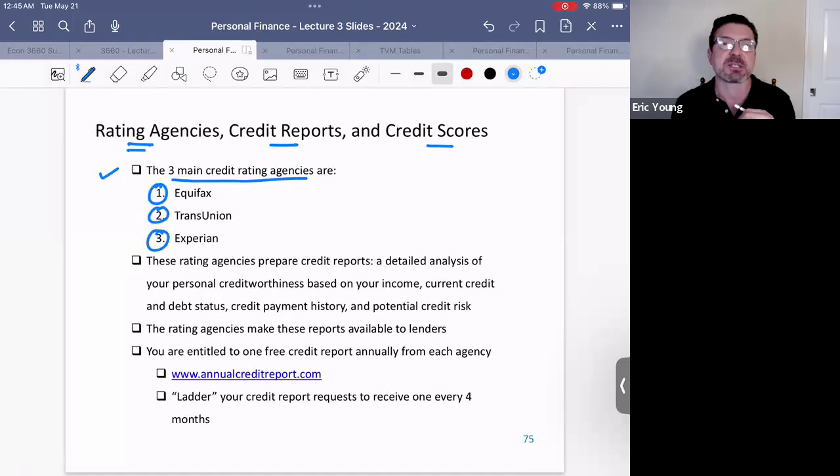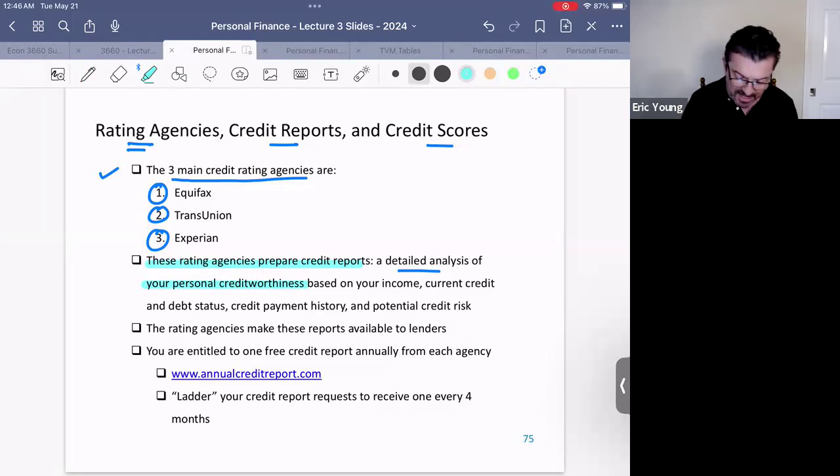These rating agencies combine and aggregate loads and loads of data about you and about your use of credit or debt. They take all that data and prepare what are known as credit reports. A credit report is a very detailed analysis of how you manage your credit. It summarizes your income, your current credit status, your payment history, and how much your balances have been month by month, and if you paid them off. All of these are aggregated, and what they provide is your general creditworthiness.